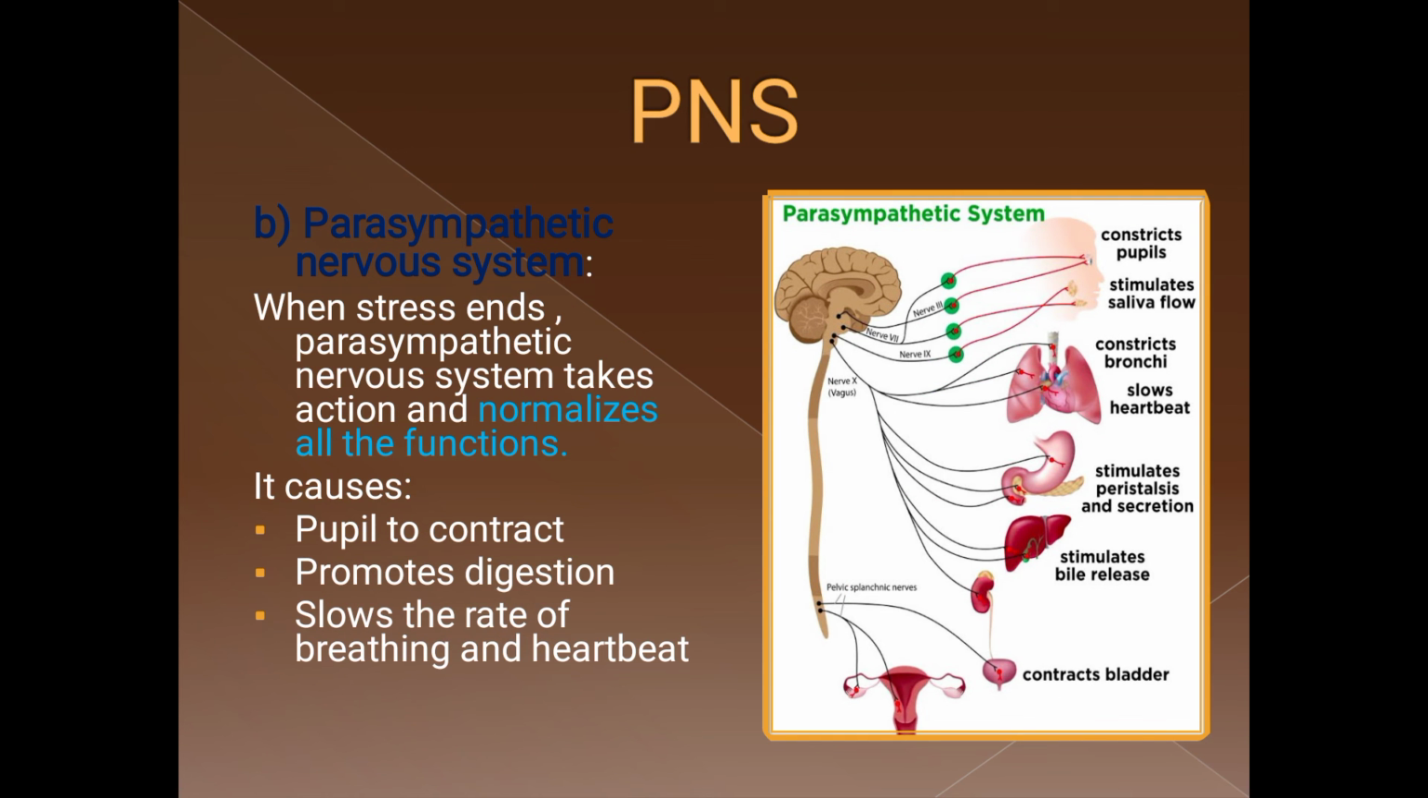Parasympathetic nervous system. When the emergency situation has ended, the parasympathetic nervous system takes action and normalizes all the functions. It causes pupils to contract, promotes digestion, and slows the rate of breathing and heartbeat.